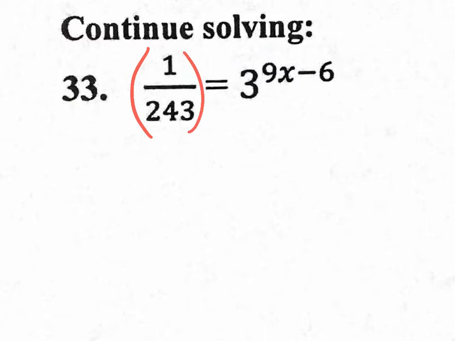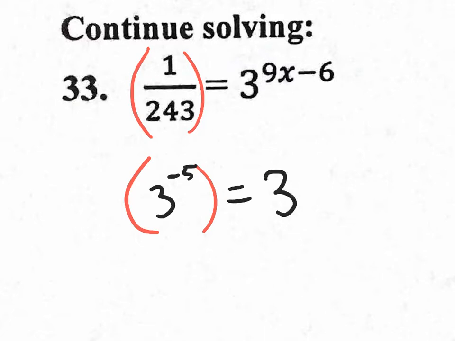It's worth trying on a calculator. Like, let's try 3 to the negative 4th or 3 to the negative 5th. Let's try it. And on my calculator, I did find out that 3 to the negative 5th is 1 over 243. So I could rewrite this as 3 to the negative 5th power equals 3 to the 9x minus 6 power.